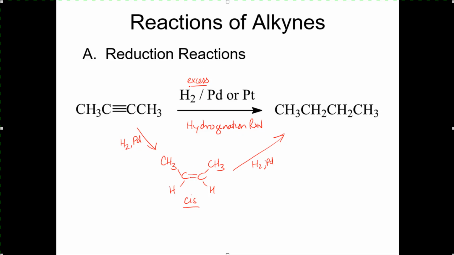Now, that's why we use an excess of hydrogen, but if we use an excess of hydrogen with palladium or platinum, once we form the cis-alkene, the extra hydrogen reacts with it and takes it all the way down to the alkane. So typically what we do is just use excess hydrogen and do a hydrogenation all the way from the triple bond down to the single bond.